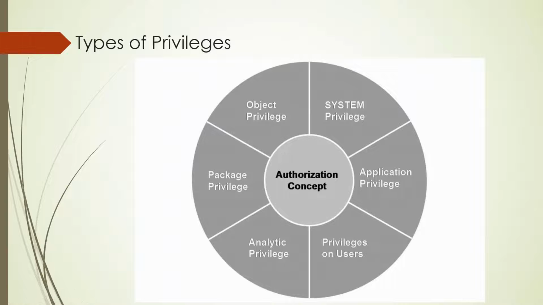Privileges, types of privileges, means authorizations, in simple terms. In the application we call it an authorization object. In the HANA database we call it privileges. So there are 5 to 6 types of privileges. I know of 5 privileges on the users. I don't know exactly what the other one is, but the rest I know very well. So we'll go one by one.